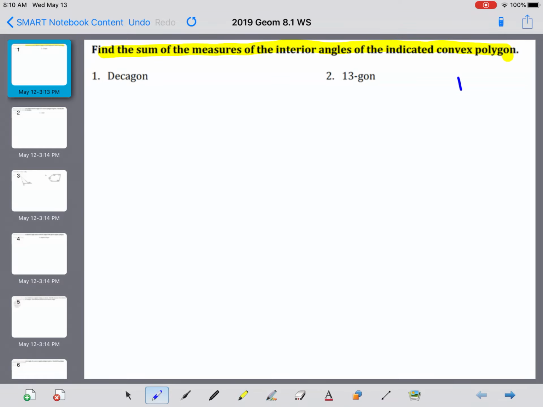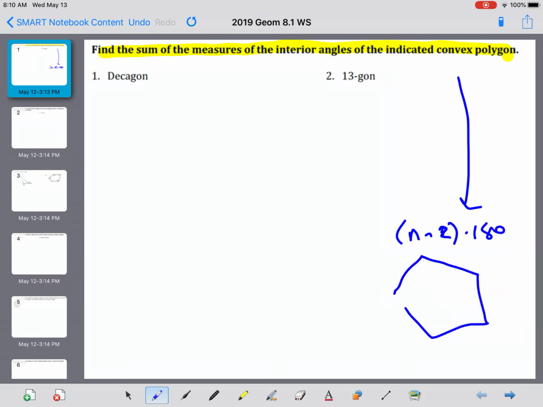So with that, we have this formula: n minus 2 times 180. And that's based on the number of triangles that we can break a convex polygon into. So like a pentagon, 1, 2, 3, 4, 5. From one vertex, I get 1, 2, 3 triangles. So 5 minus 2 is 3, and then each triangle has 180.